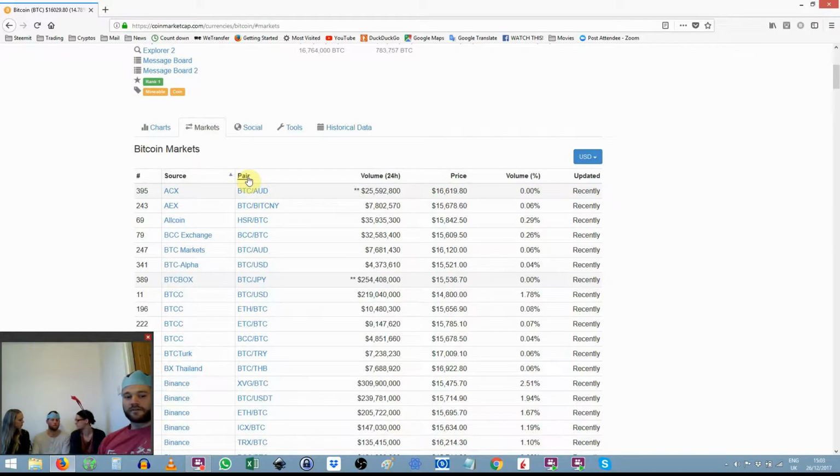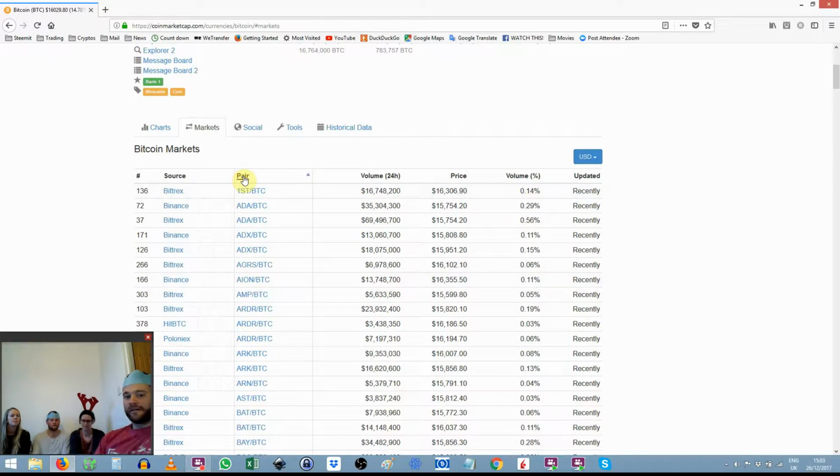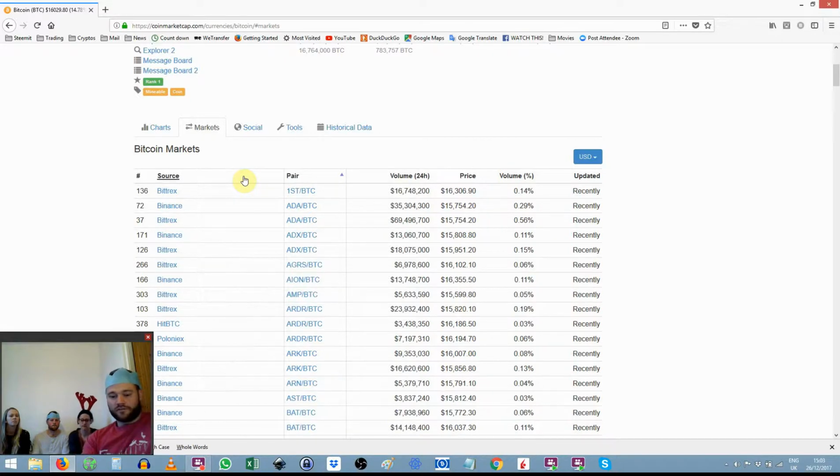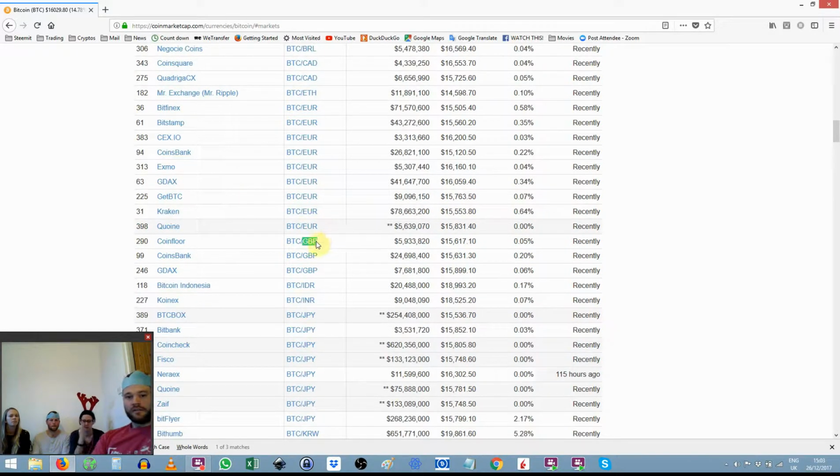So what I've kind of worked out is that you would maybe click on the source, or maybe Google the source. It's the pair. You click on the pair. Yeah, so if I click on the pair, and then I press Control F to find, and I type GBP, that will give me the first place I can find GBP. It's got $5 million worth of trade, and it's called CoinFloor.